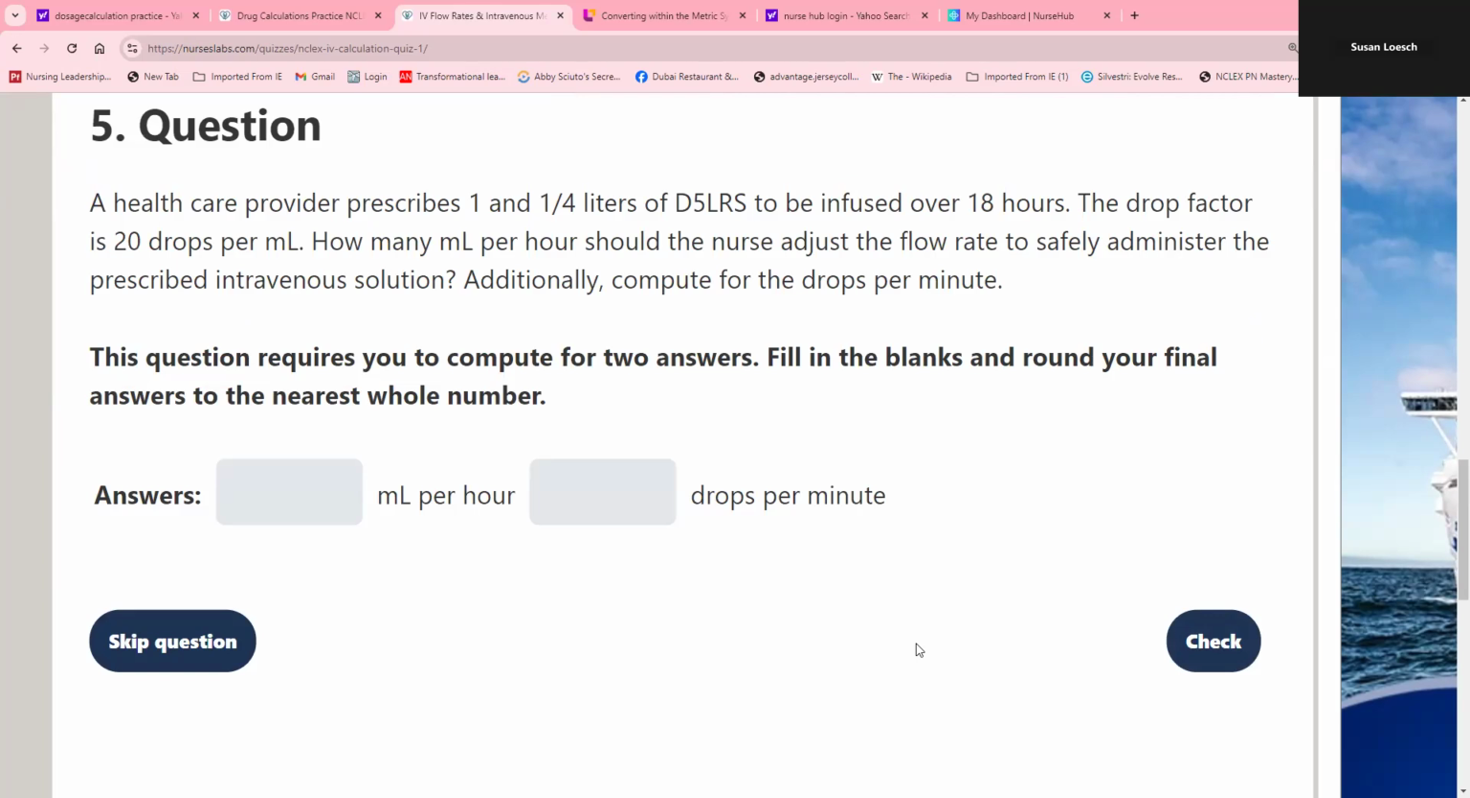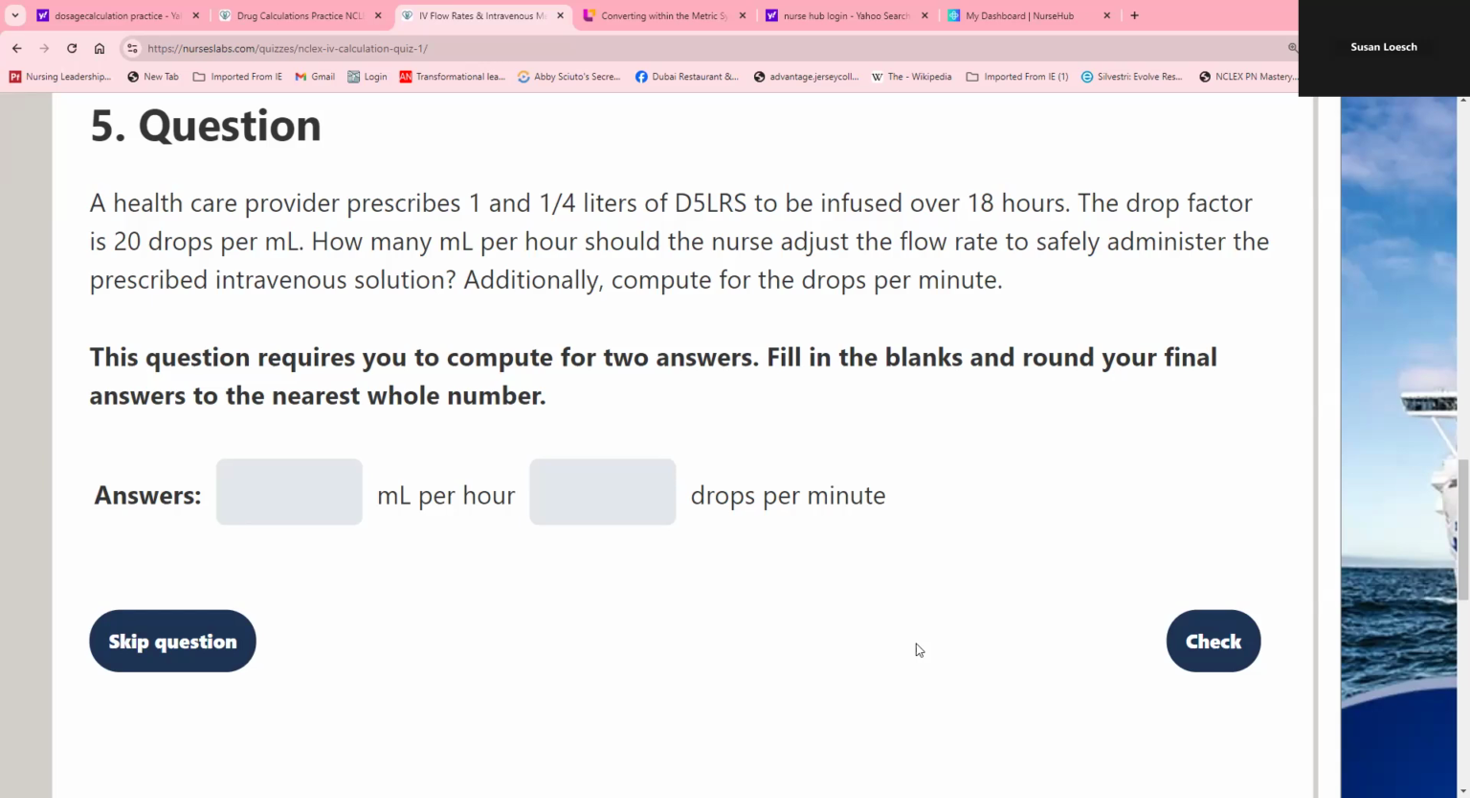All right, now let's look at this one. Okay, this is a little more complicated, right? What you don't have here is anything in milliliters, but you have something that can be converted to milliliters. You don't have anything in minutes, but you have something that can be converted to minutes. So if you look at your answers at the bottom, on the left, you have to calculate milliliters per hour. On the right, drops per minute. All right. So what are you going to need out of this problem? You need your total volume.